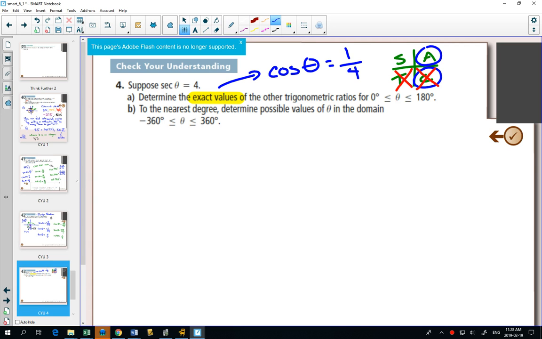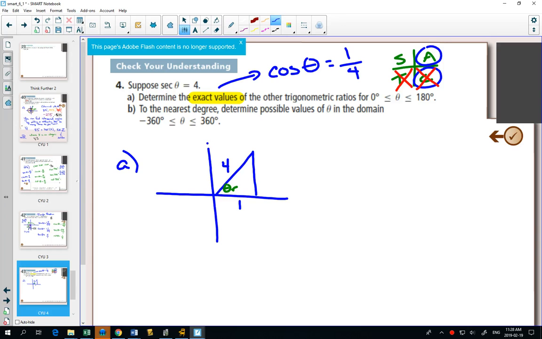So if I draw a picture of my 4 quadrants and draw a triangle and label my angle or my reference angle, in this case, your reference angle is exactly the same as your angle because it's in quadrant 1. But we get into a habit of labeling it as our reference angle. Cos is the adjacent side, so I can say this side is 1 and this side is 4.